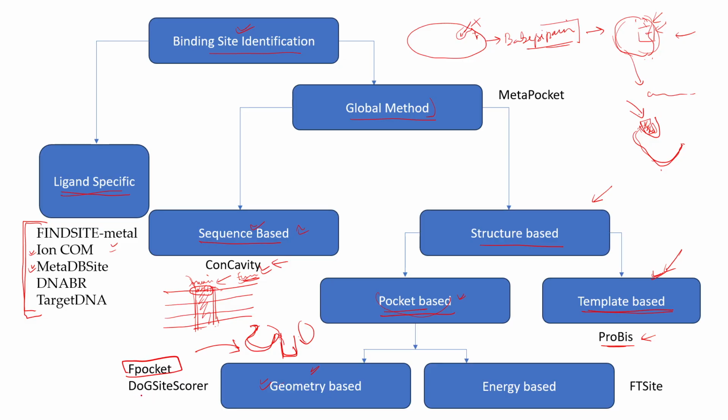And then DoGSiteScorer is also one of the tools. Okay, we'll be using this DoGSite for pocket or active site prediction. When you say energy based, you have this protein surface. Now you are taking some kind of probe, let's say a fragment of a ligand or something, and you are checking what kind of interaction you are having here.